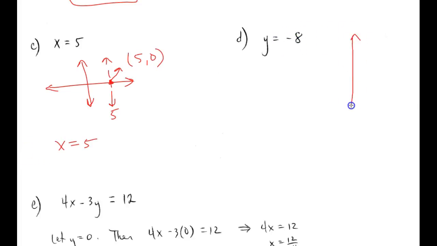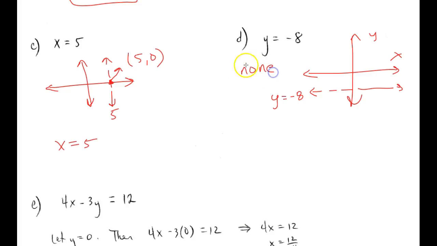Now for y equals -8, we know that looks like a line that is horizontal, below the x-axis. If you notice, this line does not have any points that are on the x-axis, in other words, points with a y-coordinate of 0. So for this one, it would be none, or no solution.